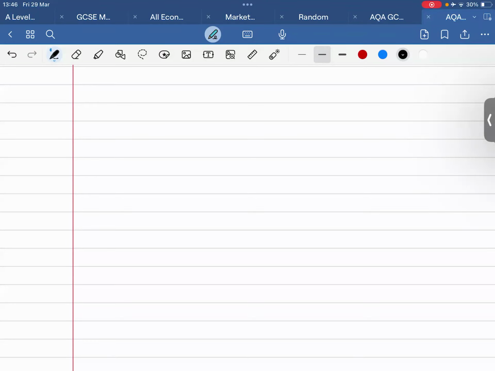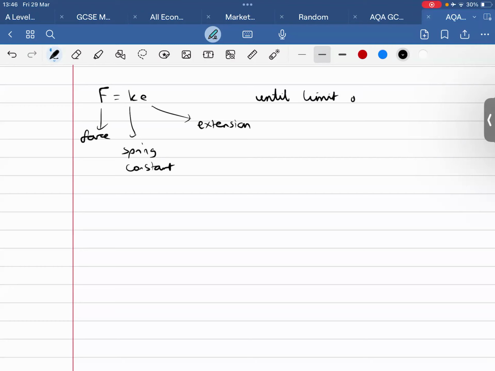So one example of a force which we applied was weight. There's one other type of force that we should know about. So it's just F equals k e, which is the force on an elastic object is equal to the spring constant times extension. It basically says the amount a spring extends by is directly proportional to the force applied, or like the weight applied, until its limit of proportionality. So that's Hooke's law, if you've heard of that.